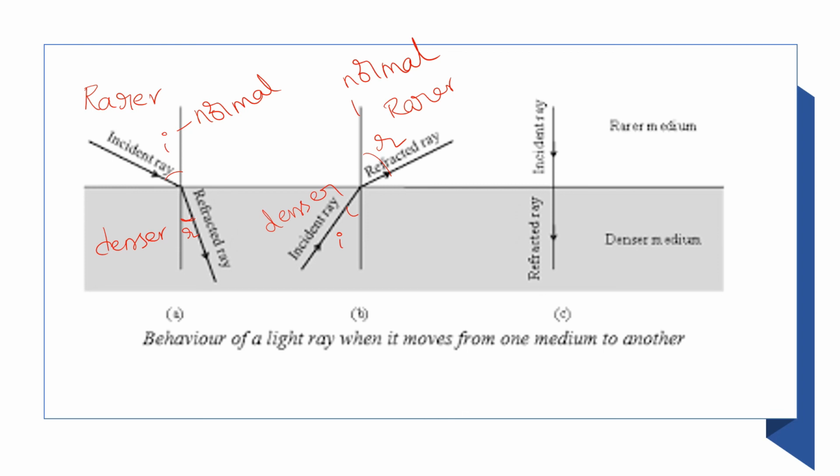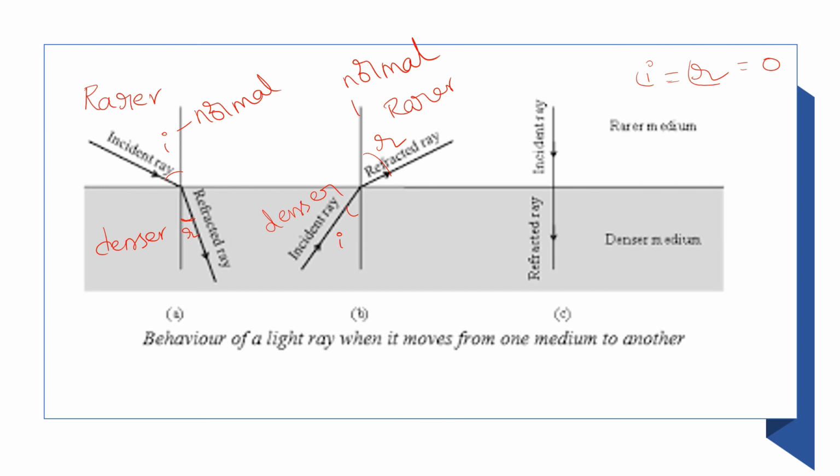In this third situation, when the incident ray falls normally, there is no refraction. See here, the incident ray and refracted ray are in the same line. So when the incident ray falls normally, the angle of incidence equals the angle of refraction equals 0. Okay, this is about the behavior of a light ray when it moves from one medium to another.